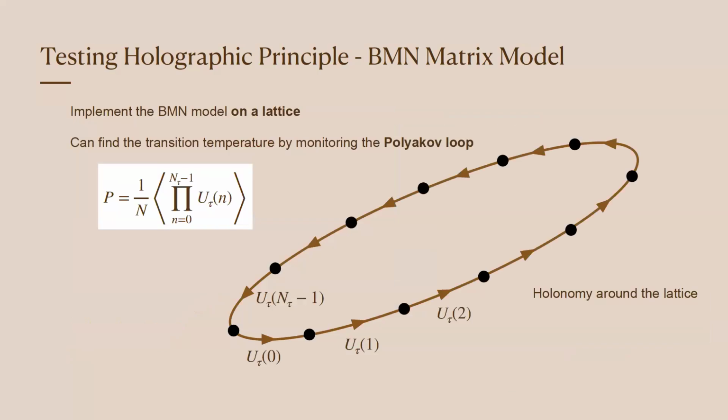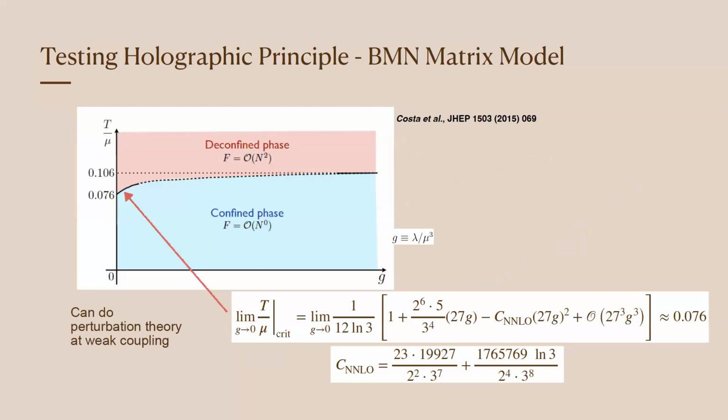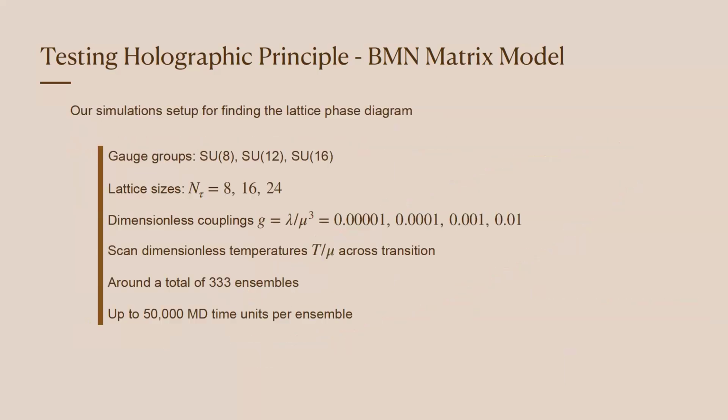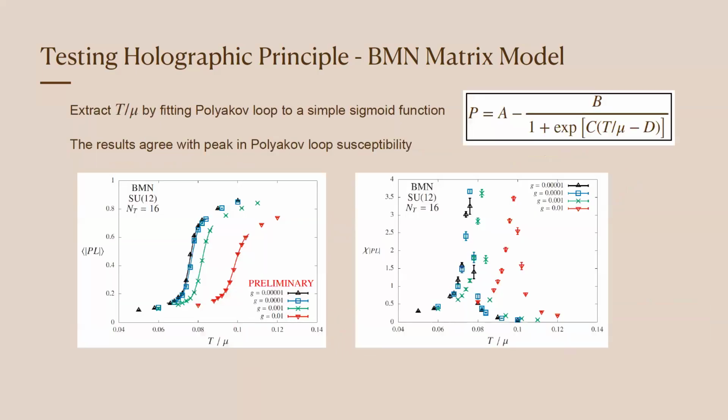Now again, we can do lattice computation similar to what we did earlier for the BFSS model. We can compute this observable, which is called the Polyakov loop, which is the holonomy, the gauge field going around the lattice. Okay? It is a non-local observable. We can measure this, we can compute its value, and it will give us where this transition is happening. So we did that. These are our lattice configurations. These are our preliminary results.